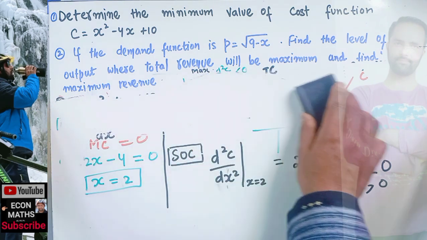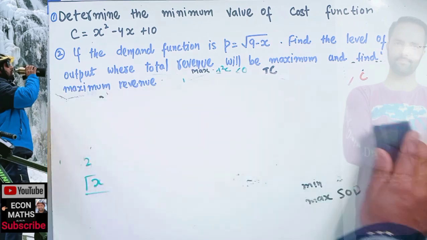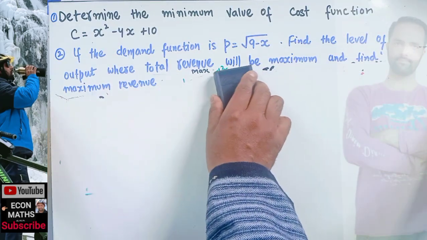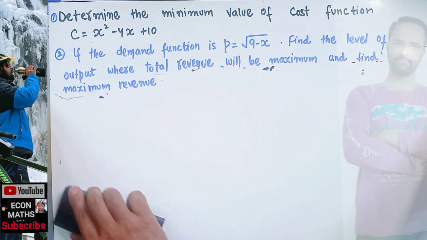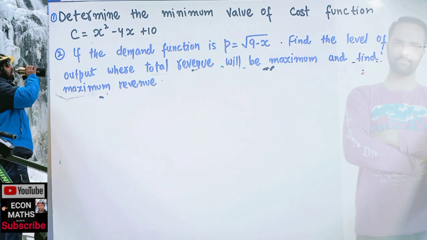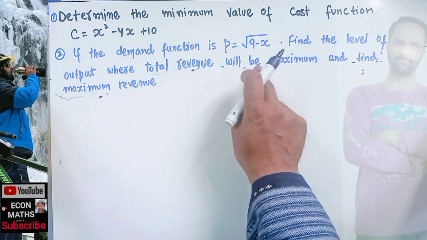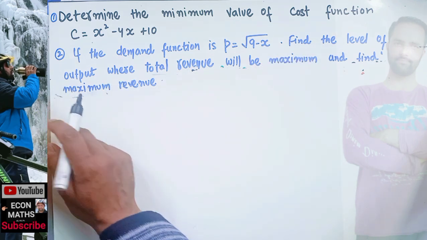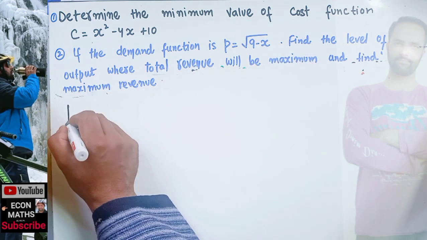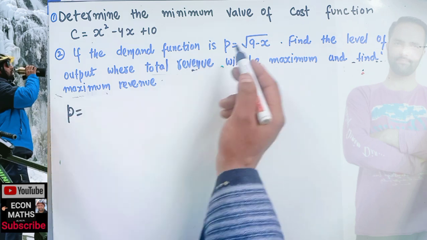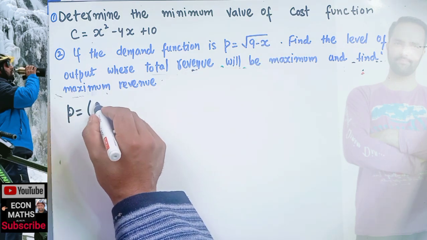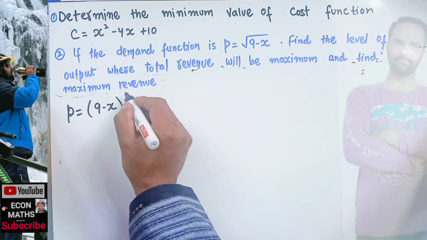Let's come to the second part. The second part says: if the demand function is given as p = 9 - √x, find the level of output where total revenue will be maximum, and find the corresponding maximum revenue. Let's write the demand function: p = (9 - x)^(1/2).